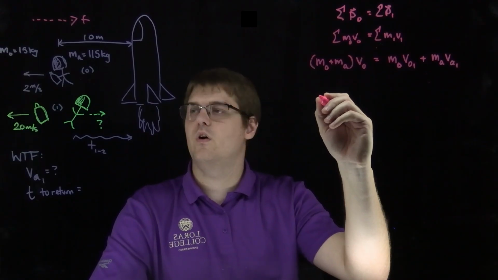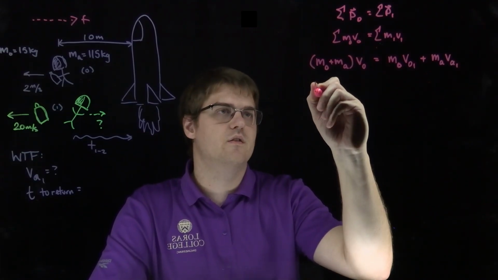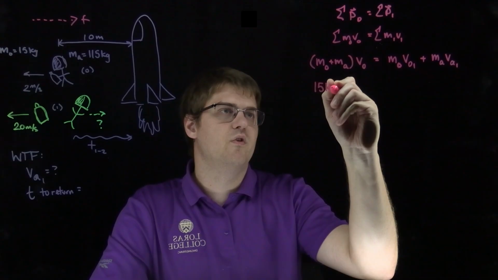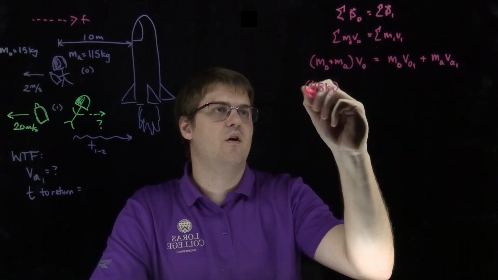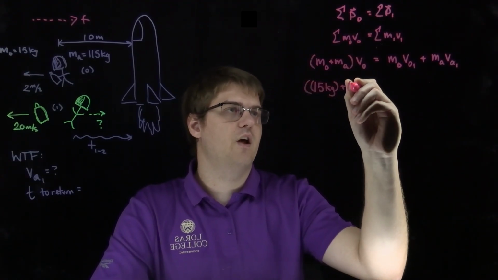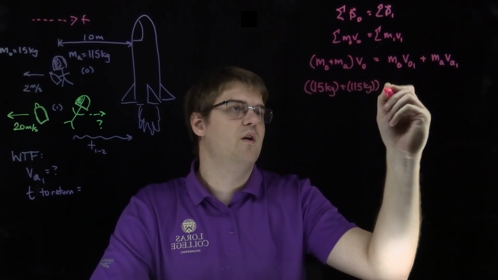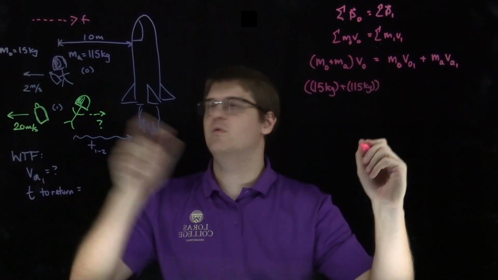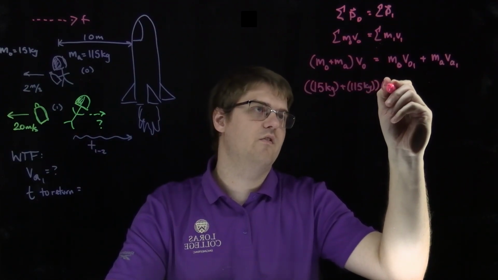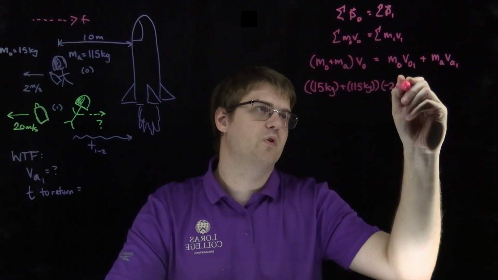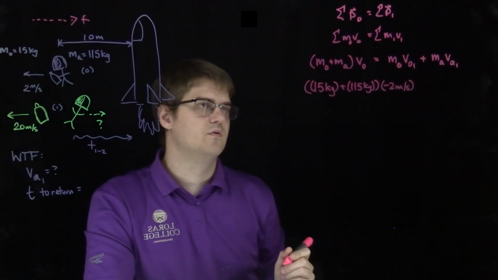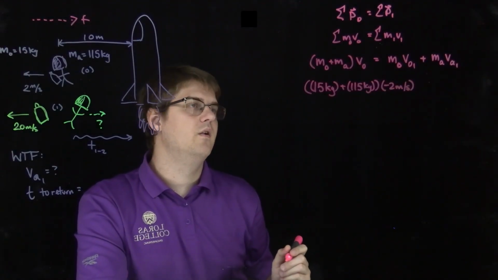So my mass of my oxygen tank is 15 kilograms. My mass of my astronaut is 115 kilograms. And the velocity at time 0 is a negative 2 meters per second. That's my left side of the equation.